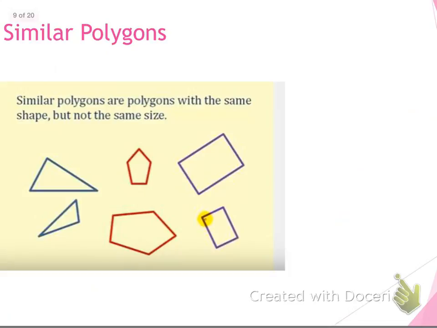Okay, similar polygons, when we're talking about similar polygons, they have the same shape but not the same size, okay? So they could be the exact same shape, but one's a little bit bigger and one's a little bit smaller. So you can see that these both are the exact same shape, one's a little bigger. Exact same shape, one's a little smaller, okay?